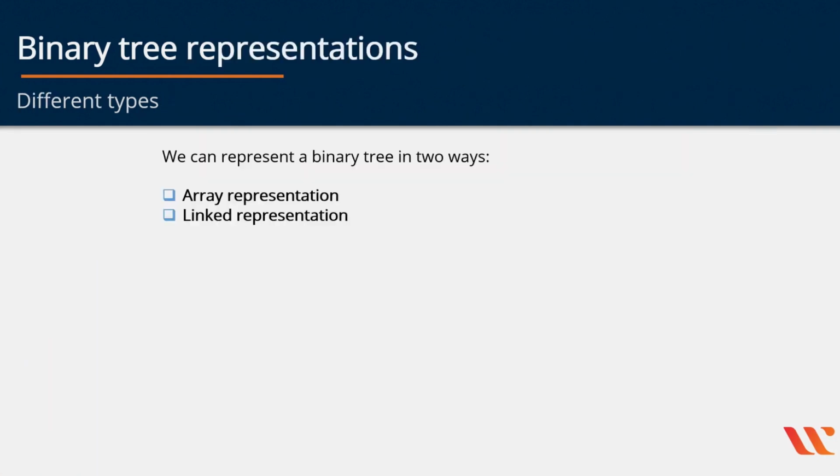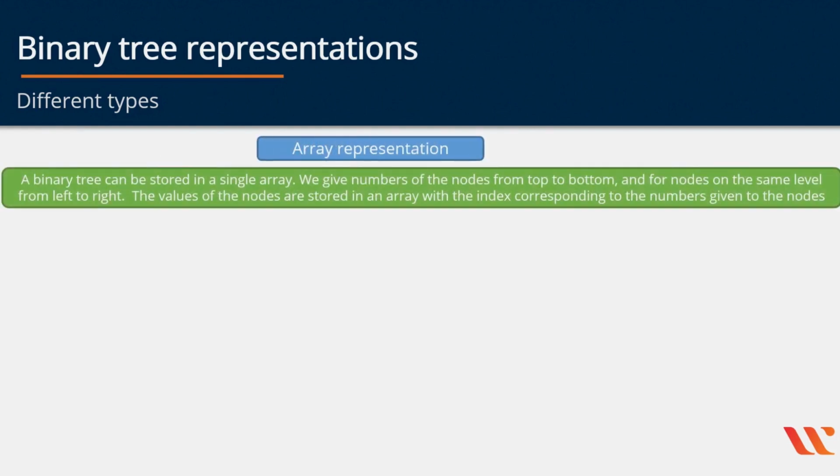Let me go a bit deeper and explain how binary trees are living in the memory. We can go two ways, using arrays or using linked lists. We will concentrate on the array representation. A binary tree can be stored in a single array. We give numbers to the nodes from top to bottom, and for nodes on the same level from left to right. The values of the nodes are stored in an array with the index corresponding to the numbers given to the nodes. Let me elaborate on that.